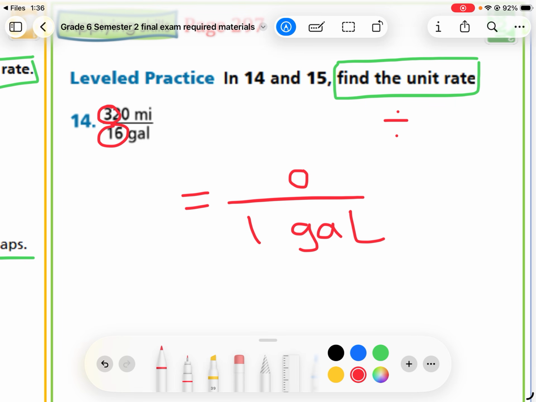You can do long division, or you can just skip count by 16. 16. If I add another 16, I will get 32. So that means to get 32, I need to add 16 two times. I need to skip count by 16 two times. Okay? So that is my final answer. It will be 20 miles per 1 gallon.